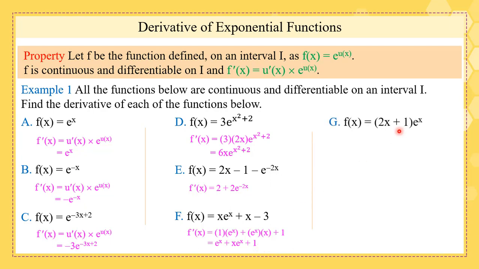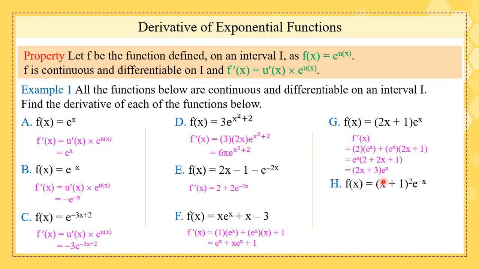Now, this function is of the form u times v, we get u prime, which is 2, times v, plus v prime, which is e^x itself, times u, and if we simplify it, we get 2x plus 3 times e^x.